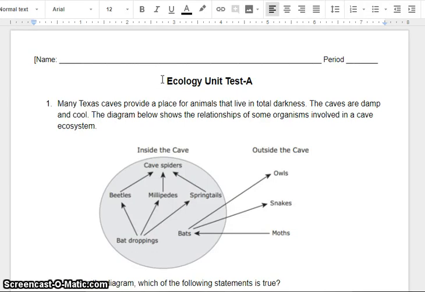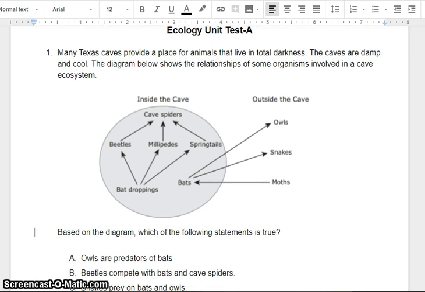Ecology unit test. Make sure you got a copy of the notes that they gave you because you can use your notes on this test. Number 1.